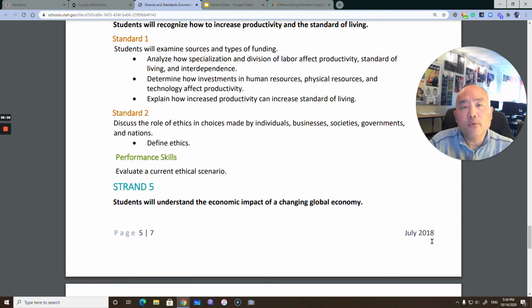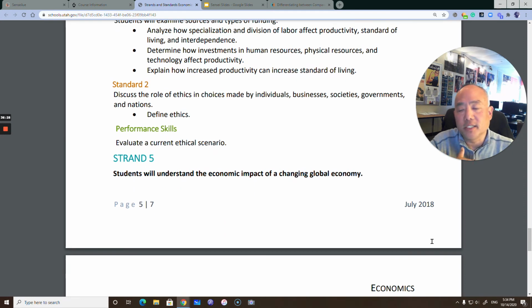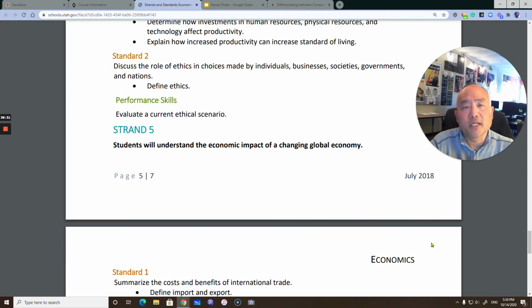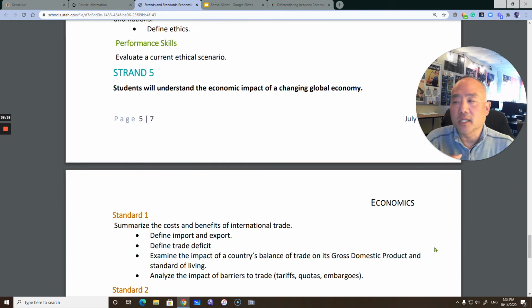Okay. How do we increase standard of living? We improve productivity. Technology can improve productivity. That's why technology is generally a good investment in the stock markets, because it improves productivity, it improves GDP, or gross domestic product.